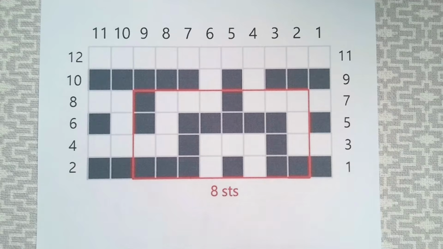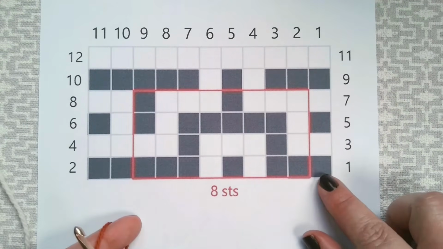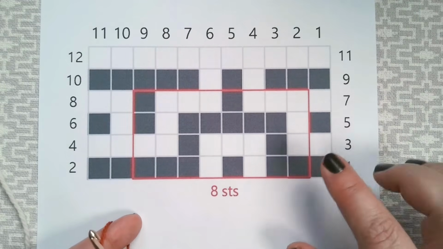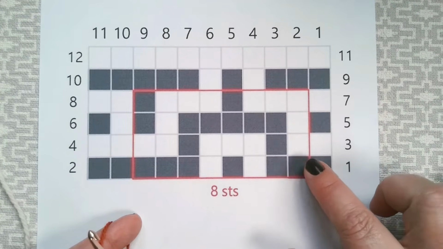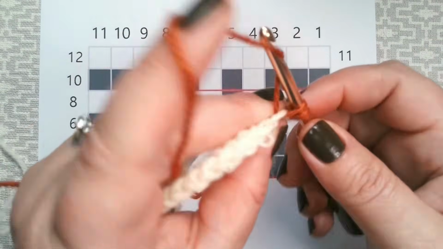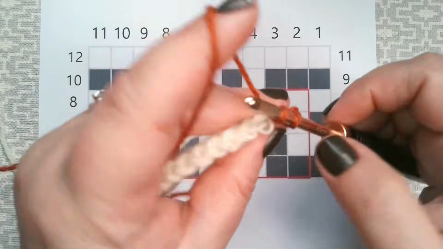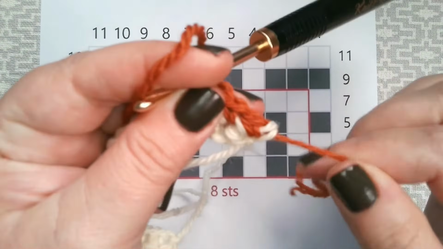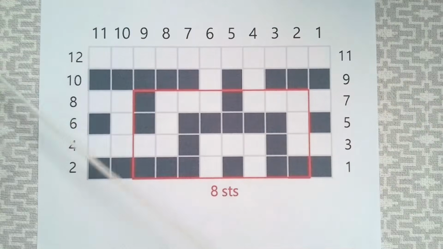So let me just show you what it means in practice. We've got our first stitch here. So 1, 2, 3. Our first 3 stitches. This is a dark row. These are the dark squares, and we will just simply double crochet. 1, 2, and 3. All single crochet in US. Let's pull those tight a little bit.